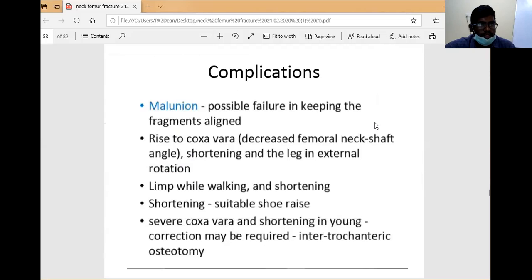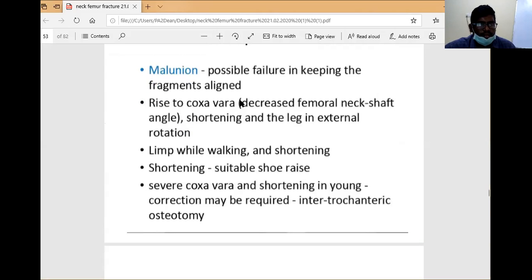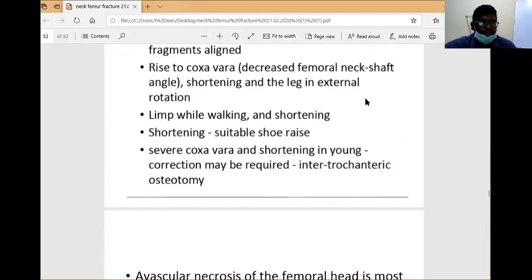Coming to the complication, malunion is the common complication of intertrochanteric fracture. For fracture neck of femur, it is non-union. For intertrochanteric fracture, it is malunion, and it malunites in coxa vara, which means decrease in the neck shaft angle, and there is shortening of the limb. Severe coxa vara and shortening.